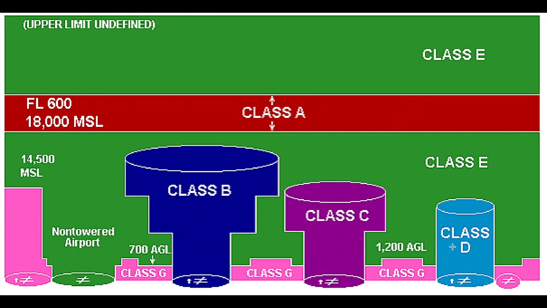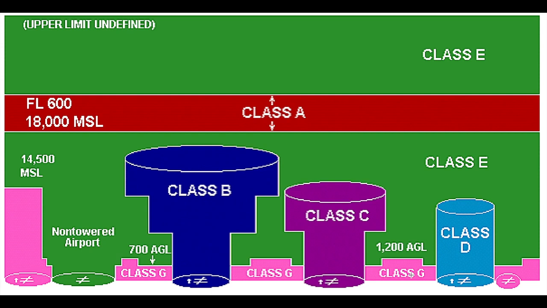Where it can start to get more confusing is Class E and, down near the surface, Class G. And if you remember from your regulations, Class G airspace is the only airspace that we can fly in without authorization. So anywhere else we can't. Now a good thing is that in most places, the airspace close to the ground, below 1,200 feet or below 700 feet, is Class G airspace. It is considered uncontrolled airspace.